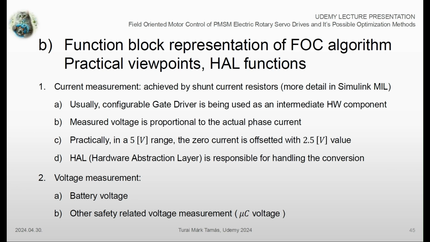For example, let's say that we are measuring 2.5 volts from the current sensor. On a 5-volt scale, this would exactly mean 0 amps of current throughout the motor windings because of the offset voltage included. The hardware abstraction layer shall handle this conversion and only forward the 0 measured current value to the function software component that contains the FOC algorithm. For an appropriate motor control software, we shall measure the battery and other low-level voltages as well. In the later slides, you are going to see the reason why they are mandatory to measure.